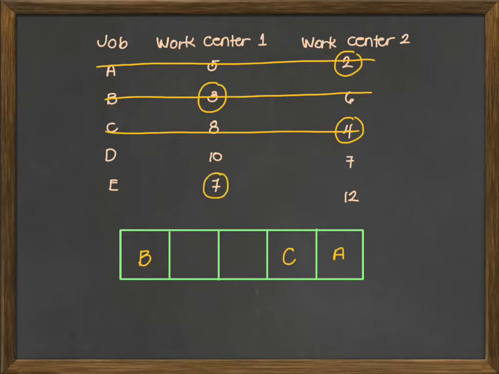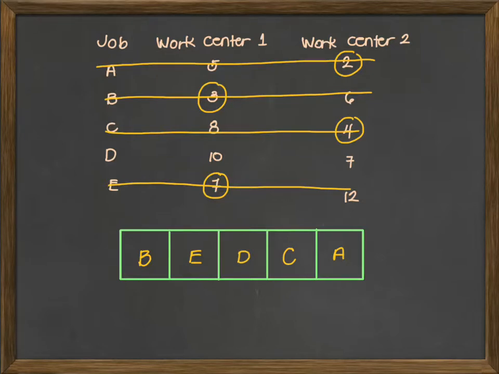So, we can just choose arbitrarily si job E, which is in the first work center. And dahil siya ay nasa first work center, ito ay itatabi natin kay job B. So, nandun na siya sa E. And then, yung last job is si job D na nandun sa remaining slot for our sequence.